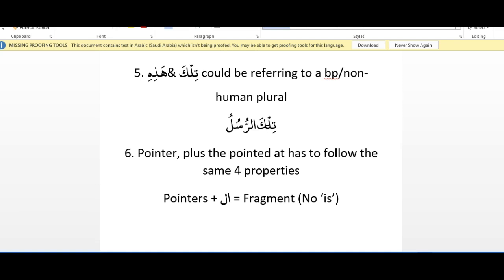So this can get a bit complicated, but if you go through all the examples in your textbooks, inshallah, you'll get the hang of it. It's just a matter of practicing this, and before you know it, you'll know it, inshallah.